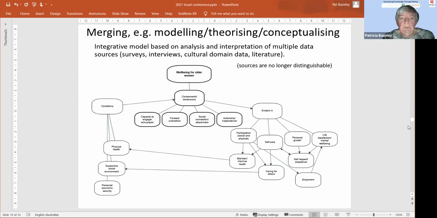In a different form, some work I'm doing at the moment involves, again, drawing on multiple different kinds of data. But out of it, I have been modelling or theorising the concept of well-being for older women and what that means. And when I look at the model I'm developing, there's no clear connection between components of that model and particular sources of data. Multiple sources of data have contributed to the ideas that have gone into that model. So that's what I mean by merging. So it's another form of combination.